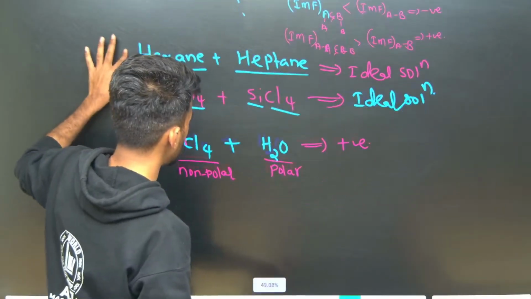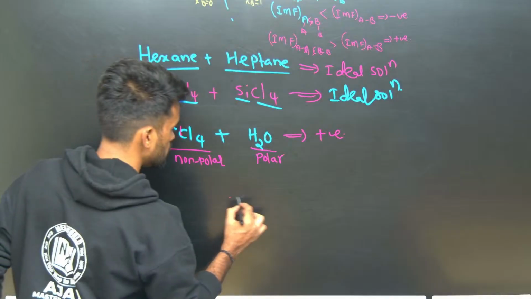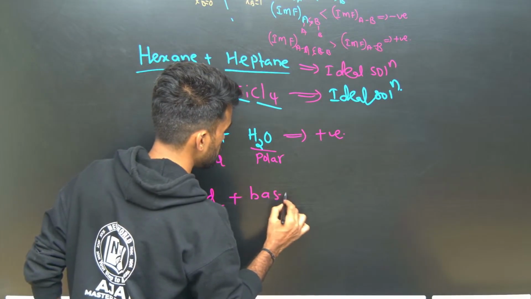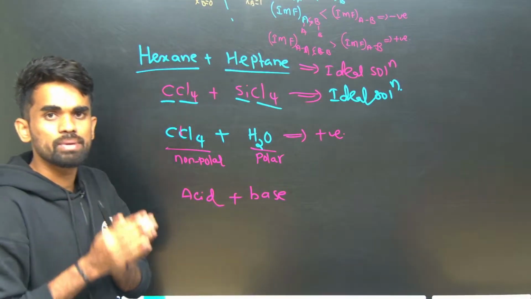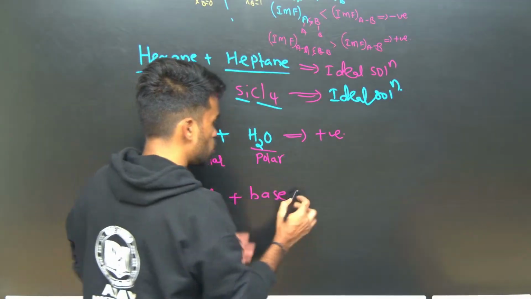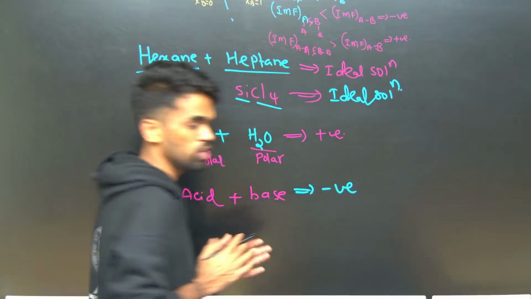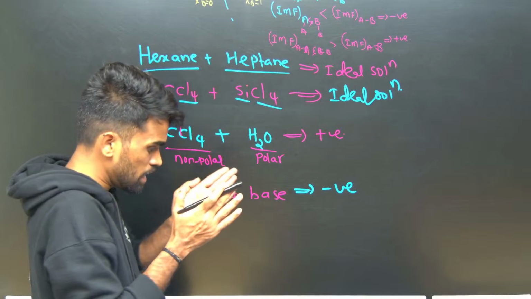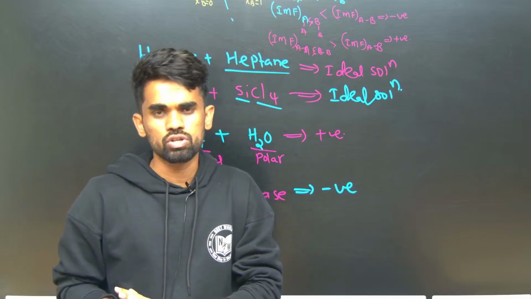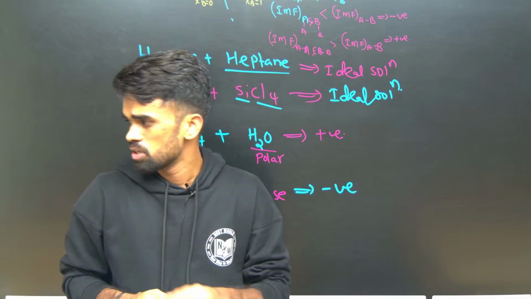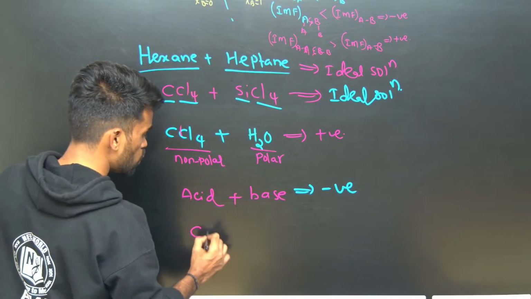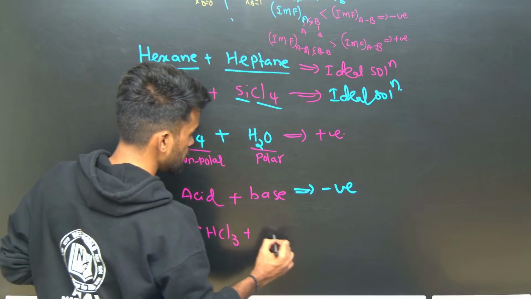Now I will show you one more example. To the water, when an acid and a base are mixed, tell me what happens? See, acid-base interactions will be there, so molecules come closer. Now if they come closer, they will give us negative deviation. So if any interaction is present between them, they will form a negative deviated solution. For example, here I am taking chloroform, CHCl3, and acetone.